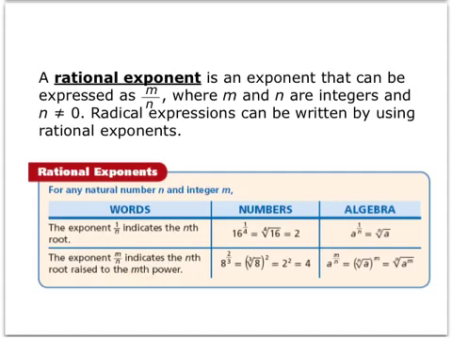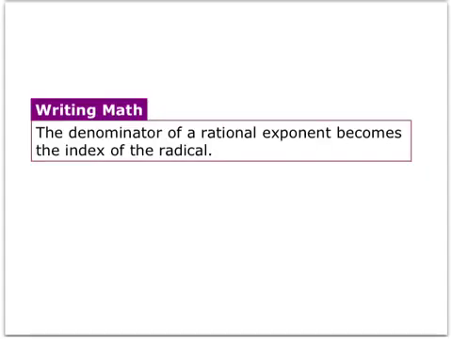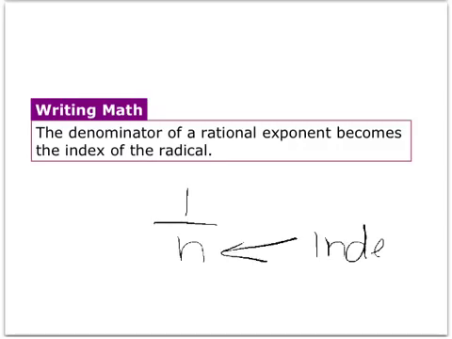I wish they would use other variables than m and n. They're very difficult to say clearly. So here we have 8 to the 2/3. The 3 is the root. The 2 is the power. So the cube root of 8 is 2, raised to the 2nd power, which is 4. So a to the m over n is the nth root of a raised to the mth power. The denominator of a rational exponent becomes the index of the radical. That is your n. The denominator is also your index.